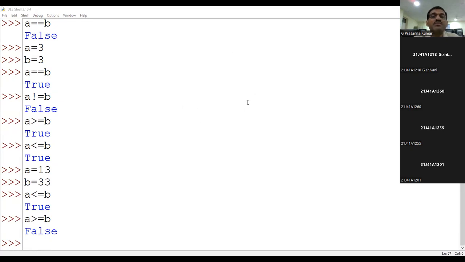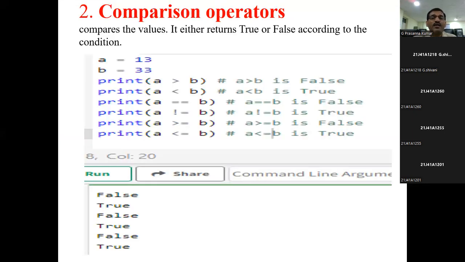Okay, any doubts in this? It is about the comparison operation. Okay, there are compare operators: greater than, less than, equal, not equal.